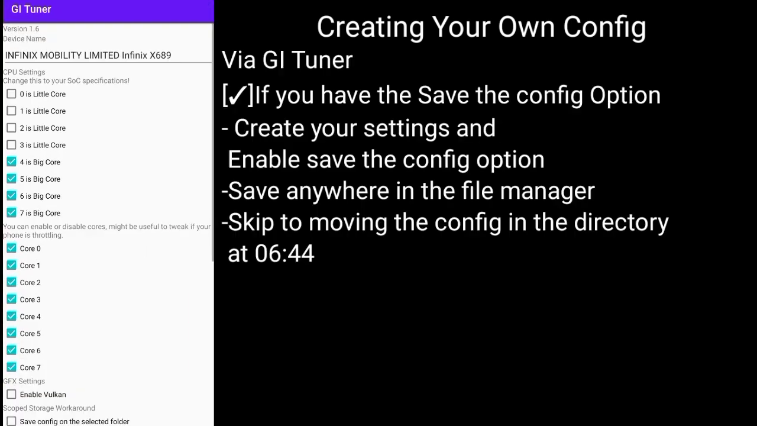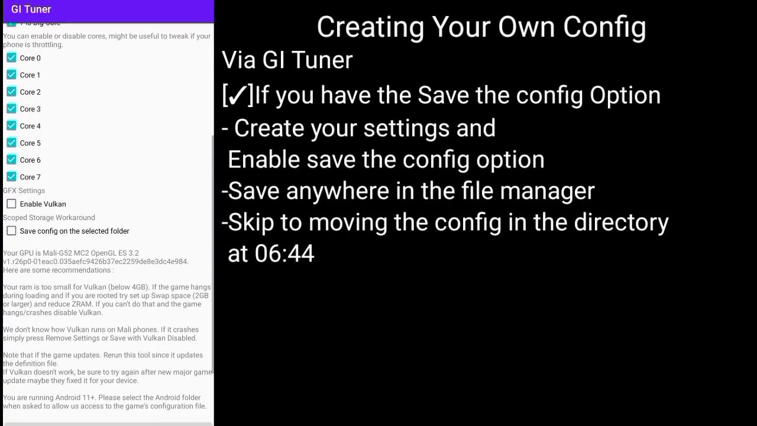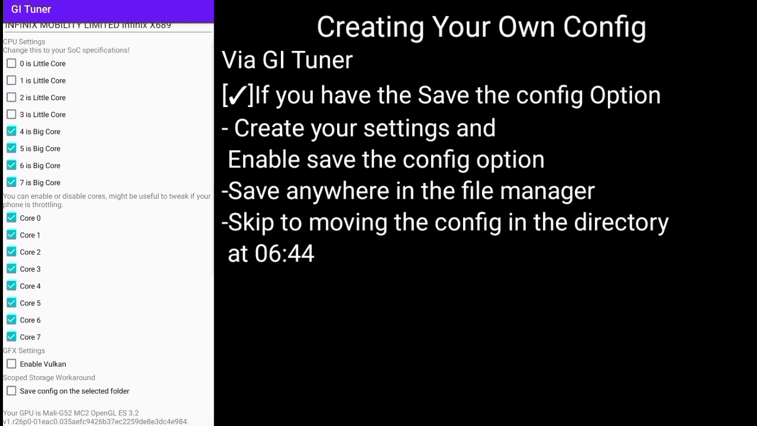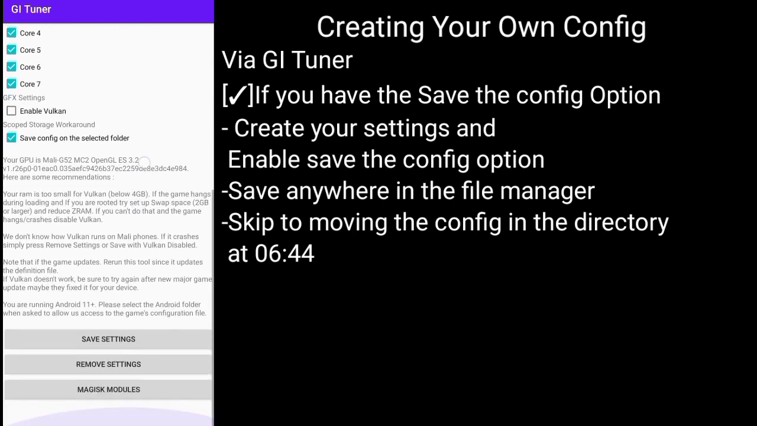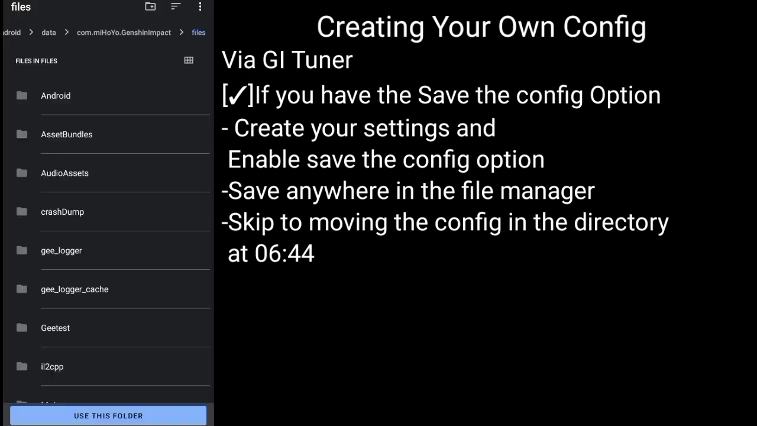Now go ahead and open GI Tuner again. As you can see here, the option to save config on the selected folder. Just make the settings that you want. For example, for the performance settings, just click save config on the selected folder and click save settings. It will open up a file manager where you can save your config.